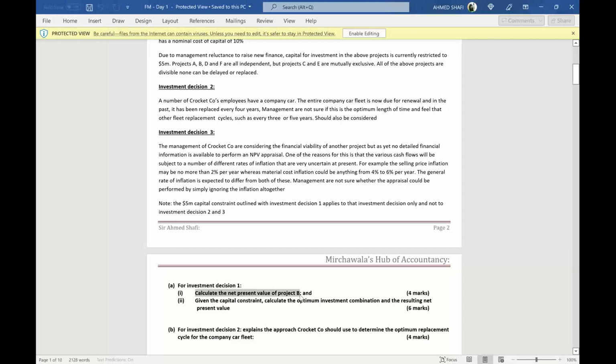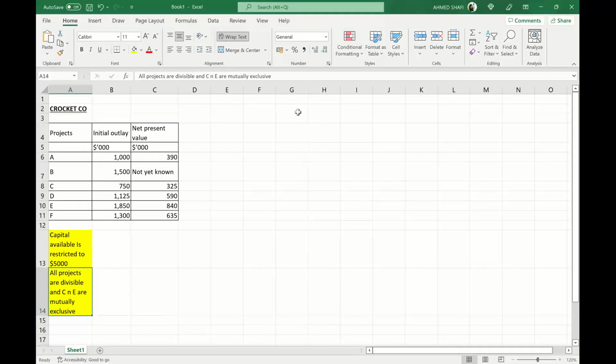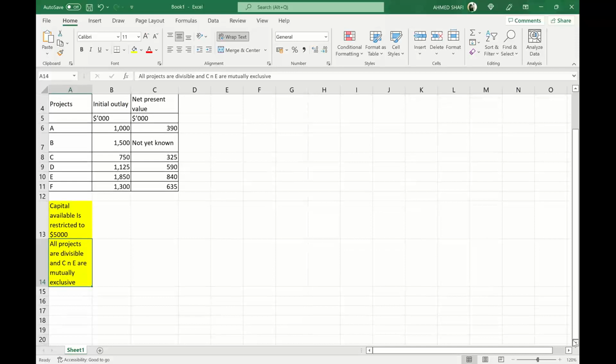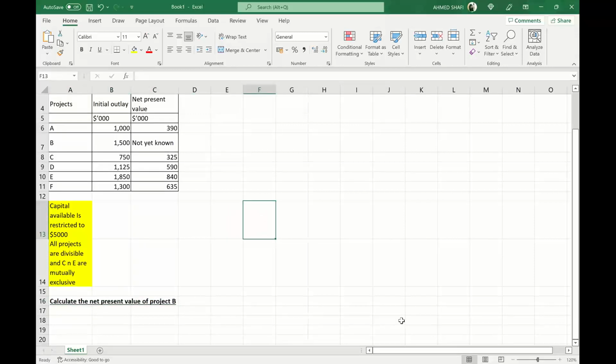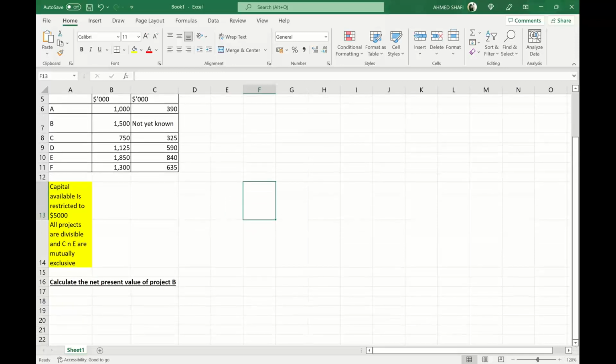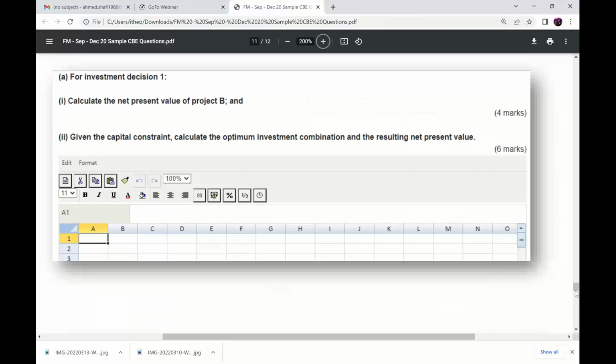Again, saving time, I will copy data from the question. I'm doing the first part, calculating the NPV of project B. Okay, let's start calculating the NPV of project B.